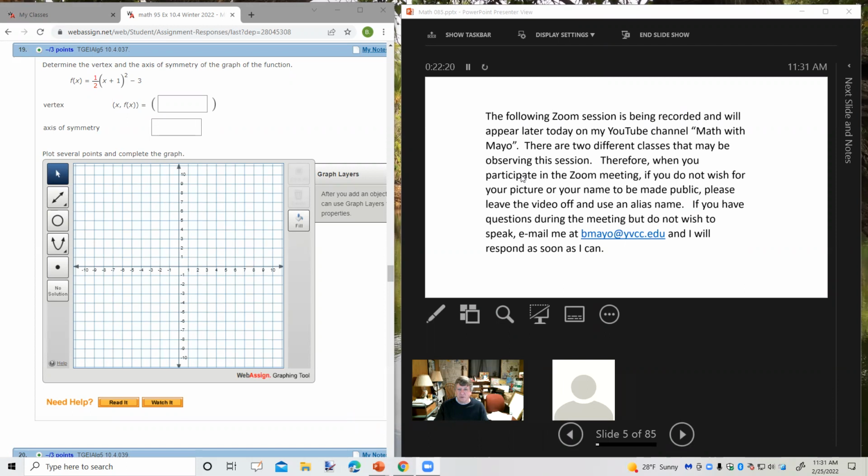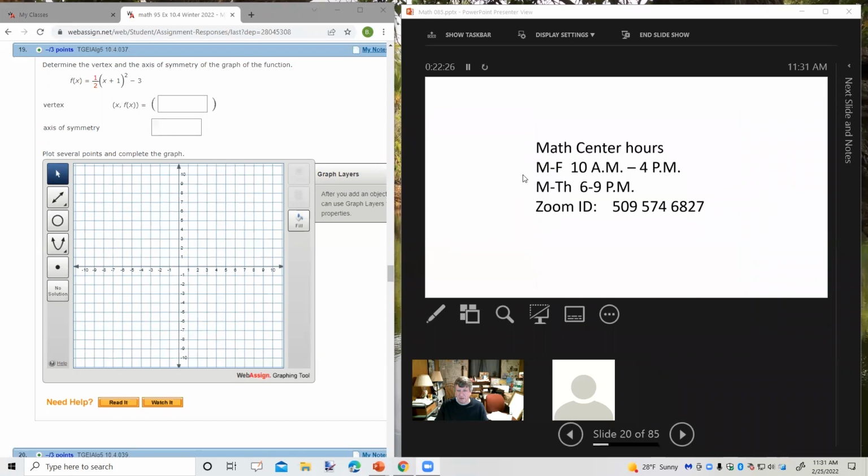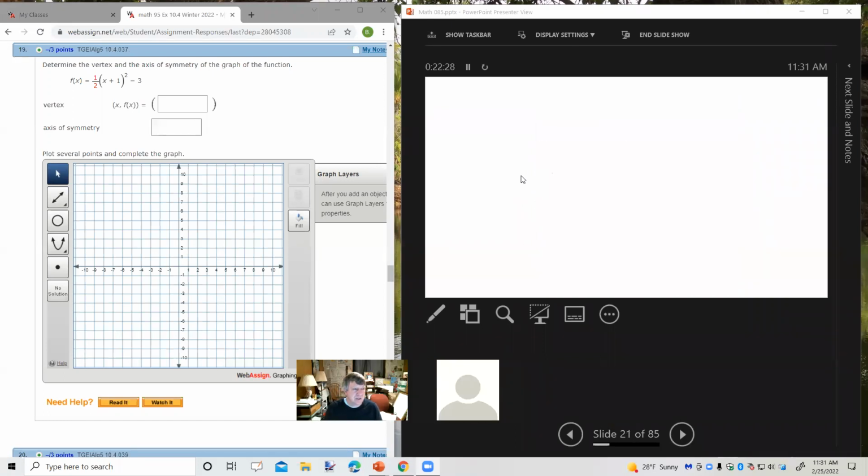All right, what I want to do first of all is just do a quick review of what we covered yesterday. Let's take a look at problem number 19 from WebAssign on the left side of your screen. Okay, thank you. Just wanted to make sure I clicked the right buttons. It says determine the vertex and the axis of symmetry of the graph of the function, and then graph it.